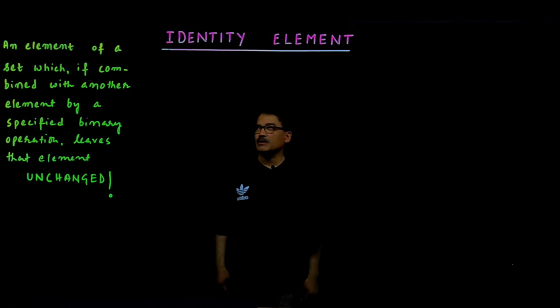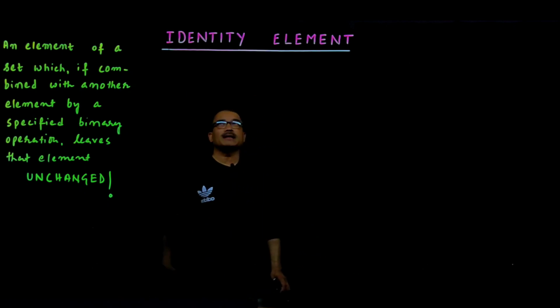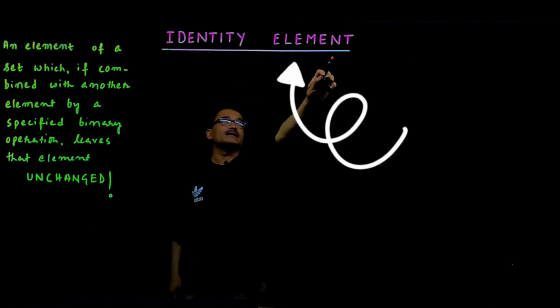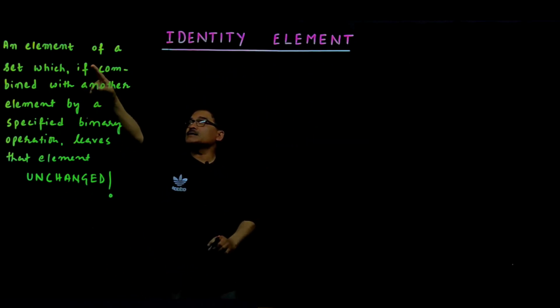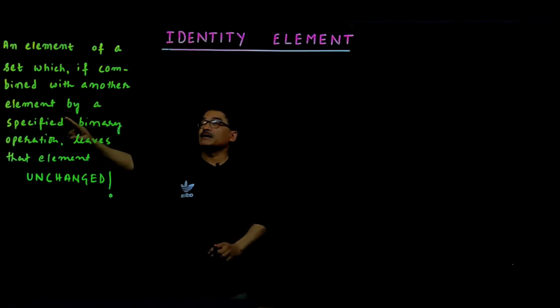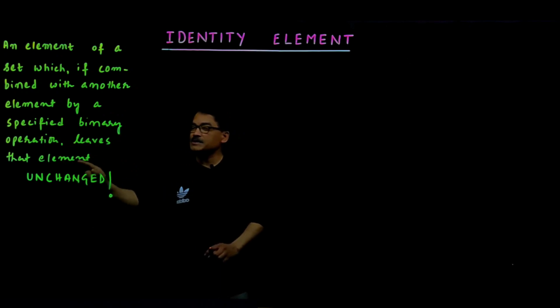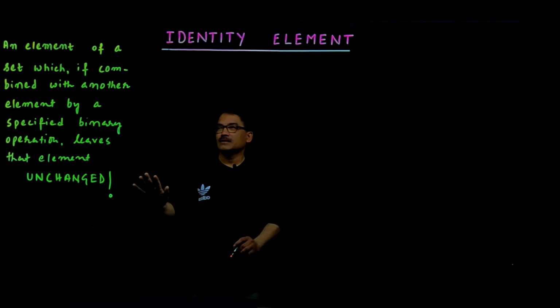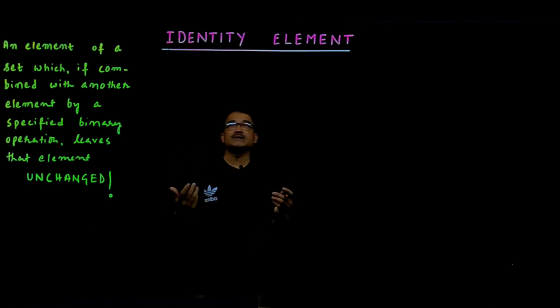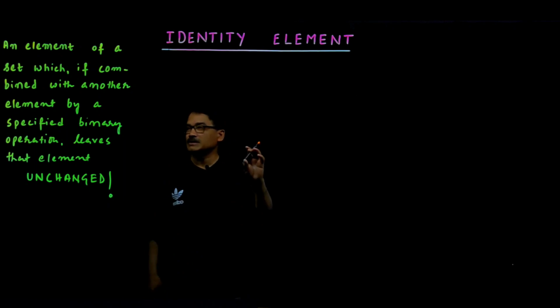My name is Manoj Biswas and today I am going to take up a very fundamental concept in mathematics, and it is called identity element. An element of a set which, if combined with another element by a specified binary operation, leaves the element unchanged. There are so many binary operations which you will be going through in future. Today I am taking up two very basic binary operations. One is called addition, another is called multiplication.